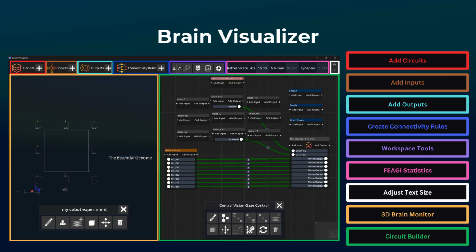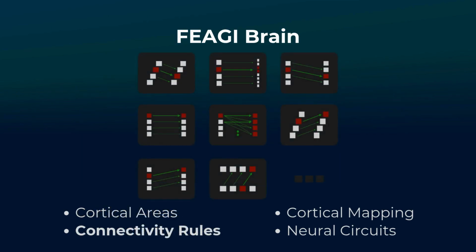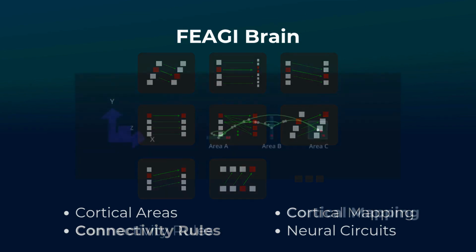A FEAGI brain, inspired by the biological brain, consists of many functional building blocks that include cortical areas, which are spatial structures that contain spiking neurons acting as a computational building block. Cortical areas, which are called areas for short, can be a different type that includes input, output, core, interconnect, and memory. Connectivity rules are a collection of rules that define how cortical areas project to each other and enable neurons from a source area to find its destination.